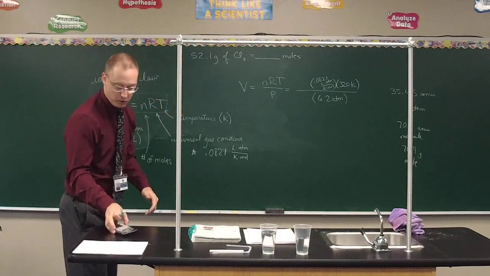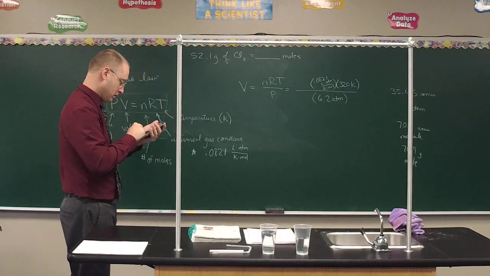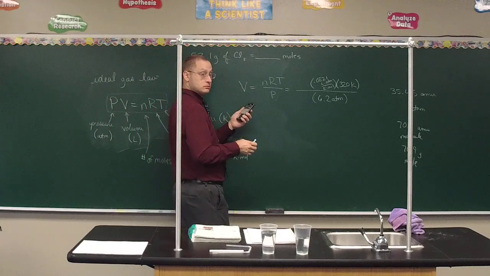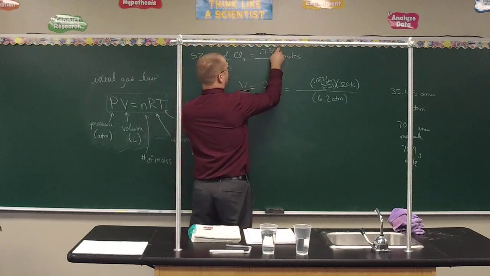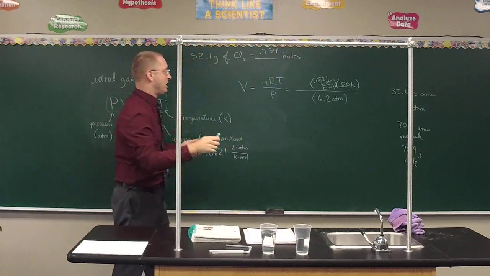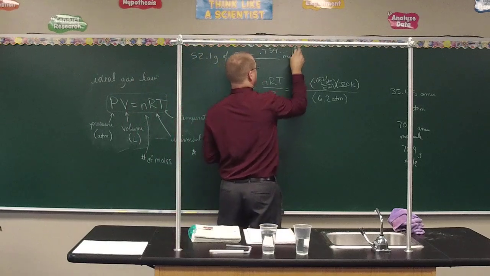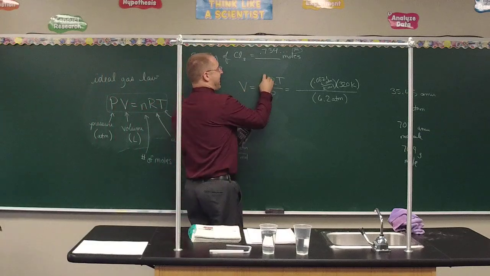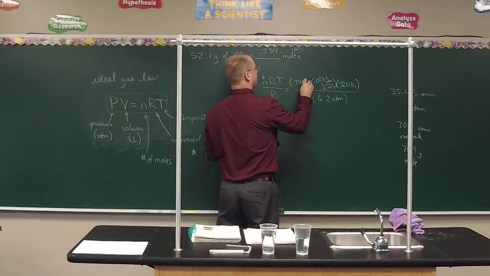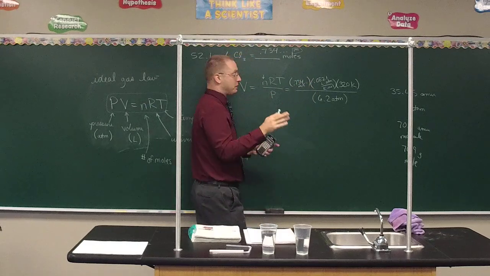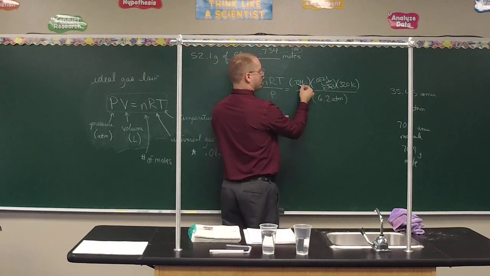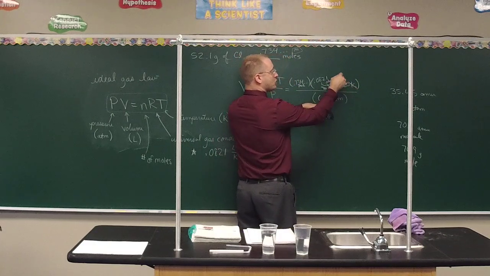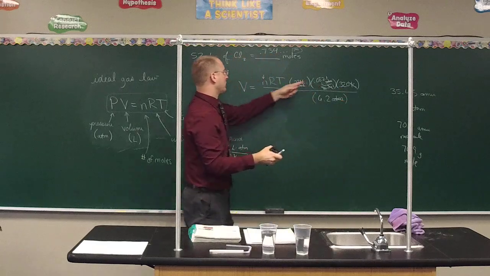I have 52.1 grams. How many moles do I have? 0.734 blah, blah, blah. Is that what you got? Put that in the memory of the calculator. All right, so that's going to go in here for the N, the 0.734 moles. Now notice what happens with the units. Denominator mole cancels with this mole. Denominator Kelvin cancels with this Kelvin. Denominator atmosphere cancels with this atmosphere. So I'll be left with liters for my volume.